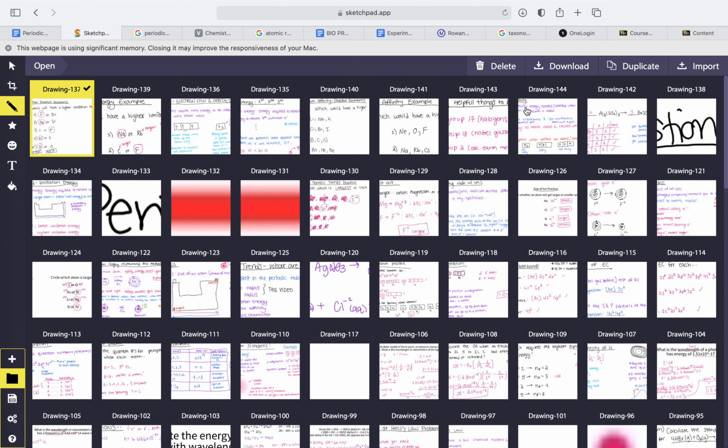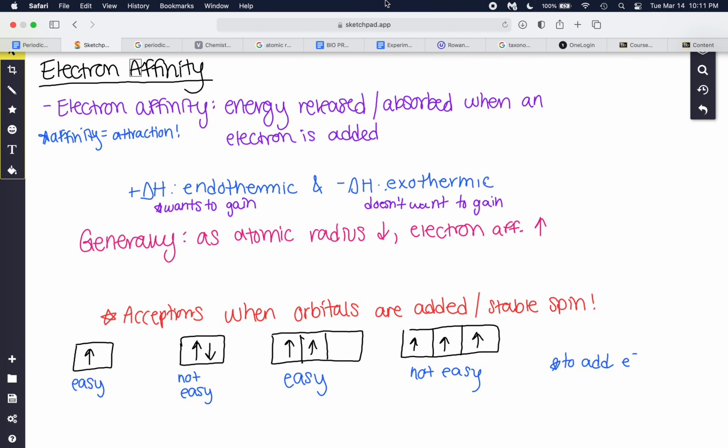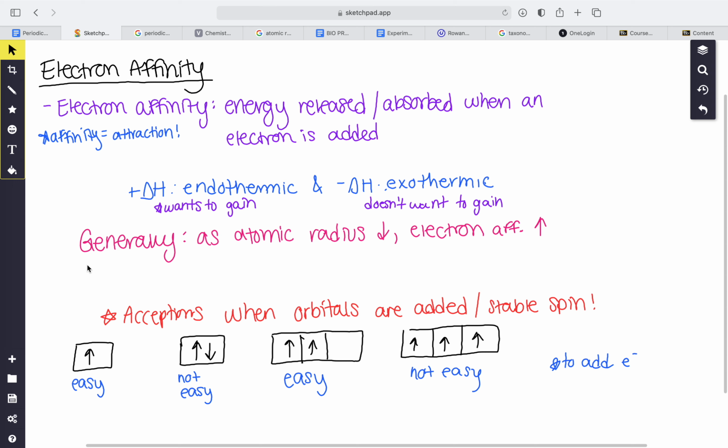All righty. So let's move on to electron affinity. Electron affinity is one that, again, I like to say is crazy. There are so many things going on in electron affinity. It is actually insane. But again, I'm going to try my best to help you out here.